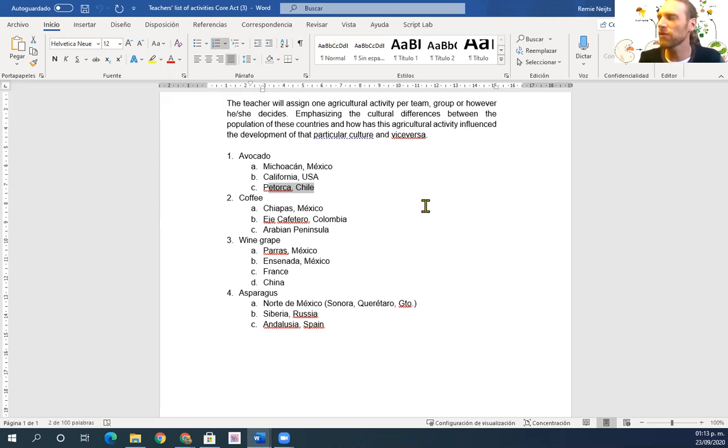So you can choose whatever you want. It's interesting to see it's about avocados, coffee, wine, and asparagus, okay? The four of them, maybe asparagus a little bit less, but especially the first three have serious ecological impact on certain regions in the world. You investigate what happens with coffee in the Arabian Peninsula or in Chiapas in Mexico. There are issues there. So you investigate this and you focus on your area, okay?